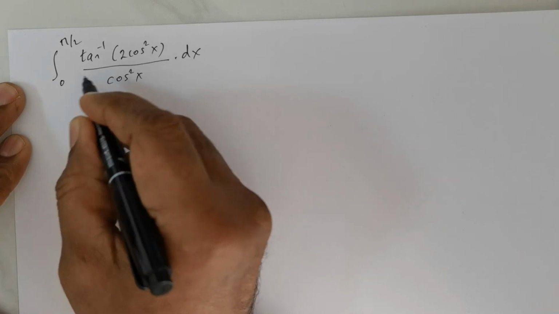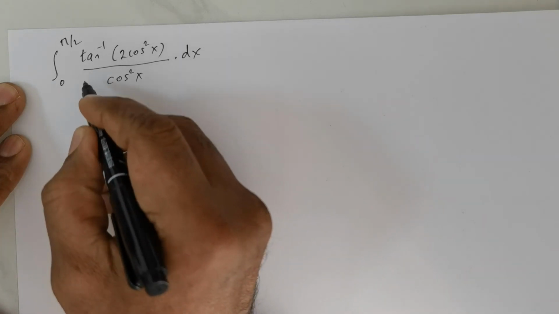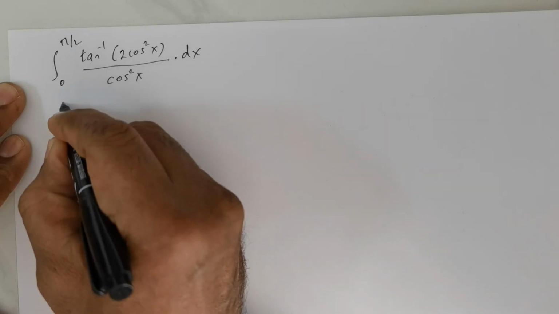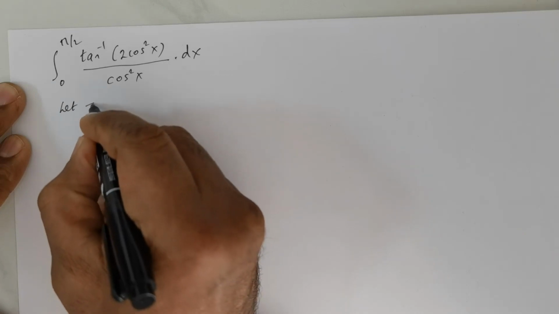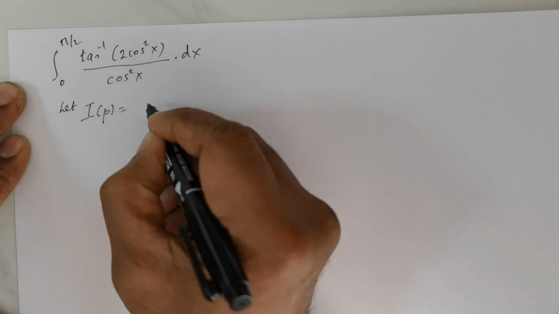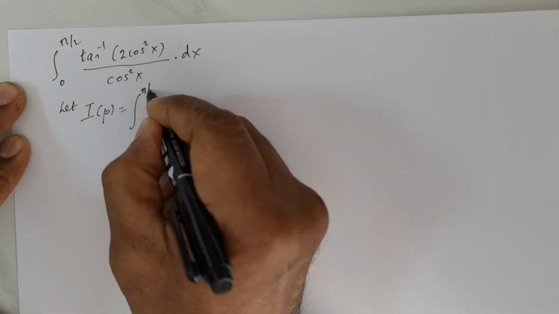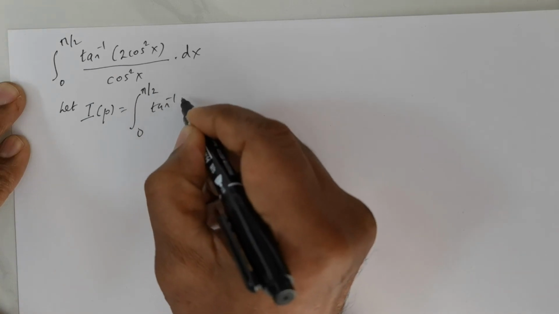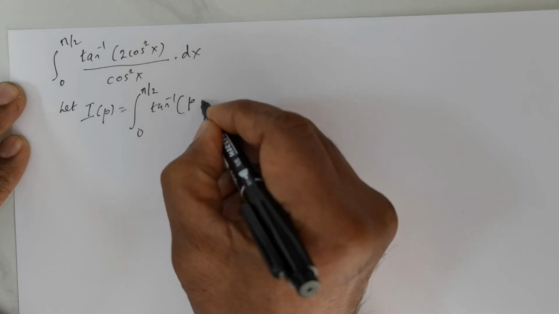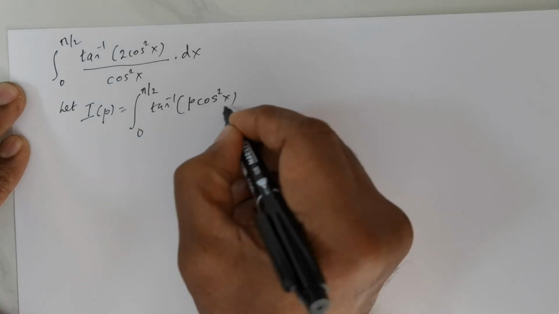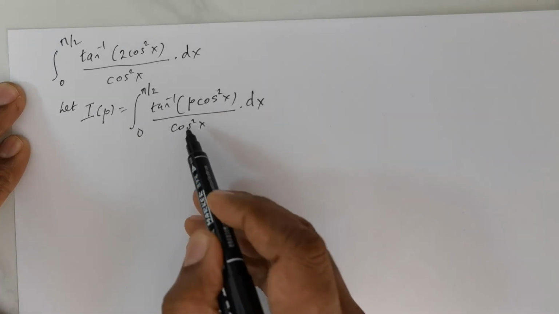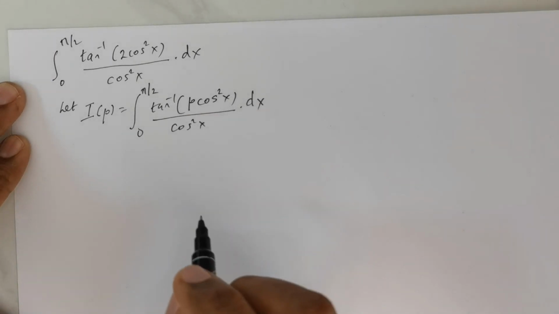So foremost, what I wish to do is apply Feynman's technique in neutralizing this challenge. For that I would like to define a new function. Let I of p be equal to the integral from 0 to pi over 2 of tan inverse of p times cos squared x divided by cos squared x, times dx, where this 2 is going to be my p. So we got two variables, p and x.